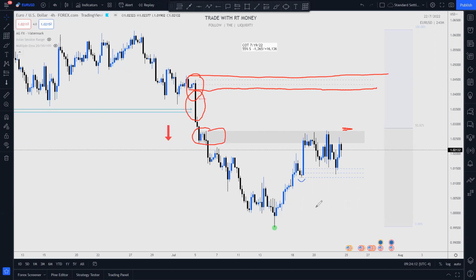Once we take out supply, you automatically got to start looking for shorts. And what you want to do is wherever the demand is after this is broken, that's where you want to take your long position.